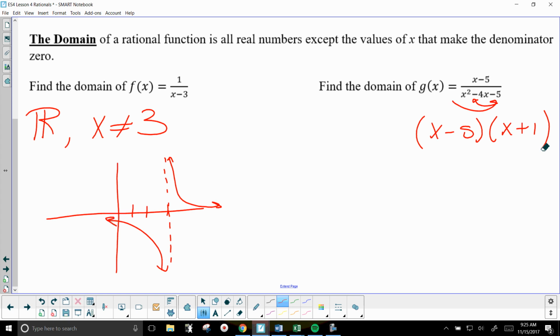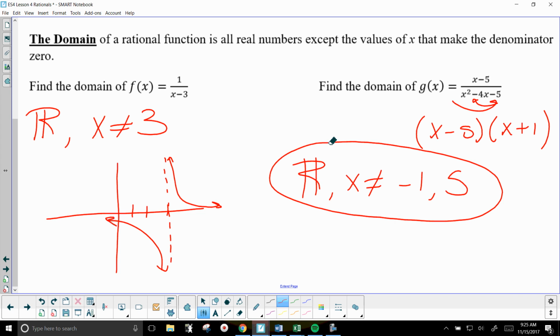So once again, it's all real numbers. But x cannot equal -1 and +5. Those are the two values that would cause there to be 0 in the denominator. So you don't simplify? We will in a second, but before, to do the domain, you do not simplify. We will in just a second, though that means something else.